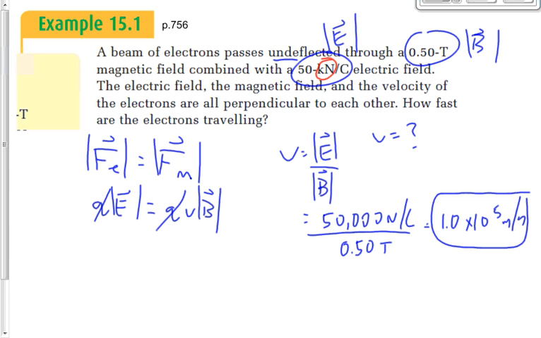Let's assume that it is 10 to the 5 for a second. Is that a reasonable speed? What do we usually get for the speed of a charged particle? 10 to the 5, 10 to the 6, maybe 10 to the 7. That's a reasonable speed. I think it's right there. Just double check that to make sure.